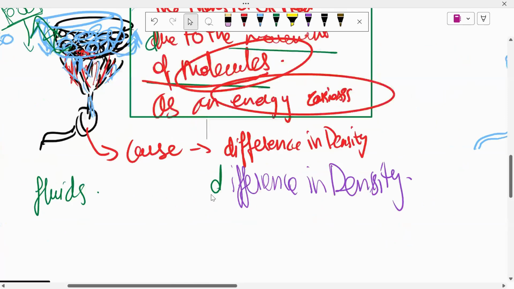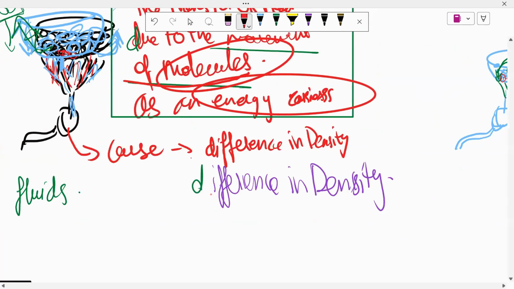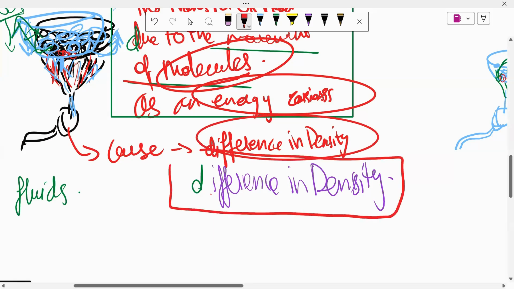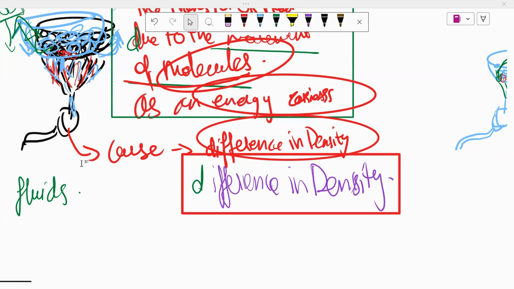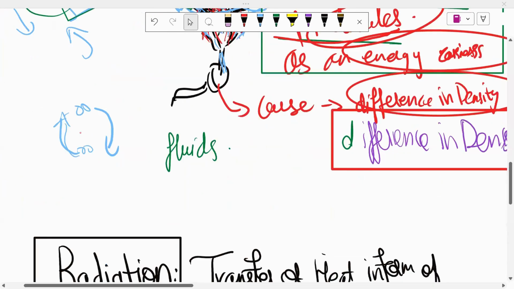Now what is the cause of this convection? The cause is basically the difference in density. The common mode in which convection happens is basically fluids. Convection mostly happens in fluids.